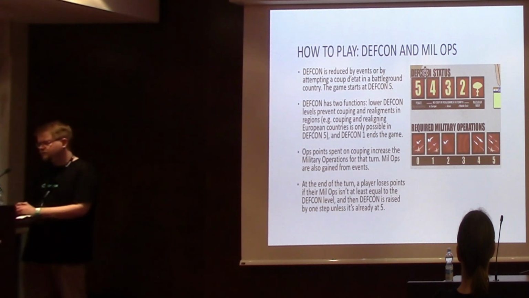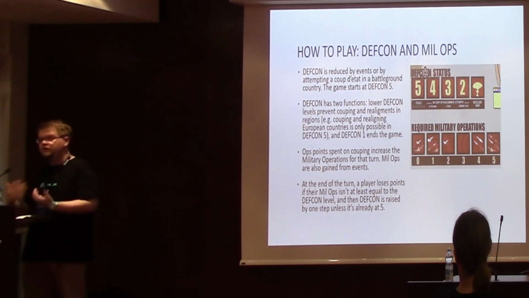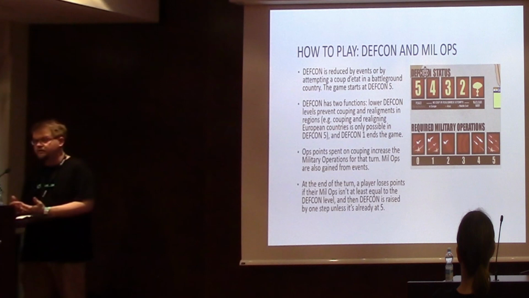There are 2 functions for DEFCON. One is that if DEFCON is low, then certain regions are blocked from coup d'etats and realignments. So, for example, if DEFCON is at 4, 3, or 2, then you're not allowed to have a coup d'etat in a European country.